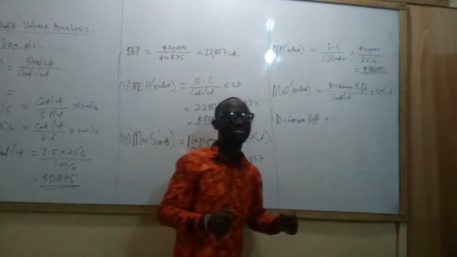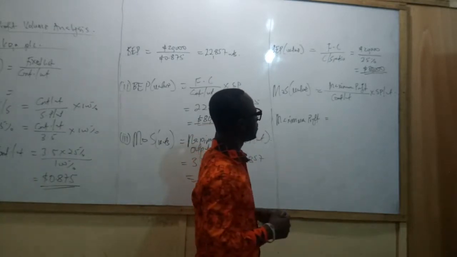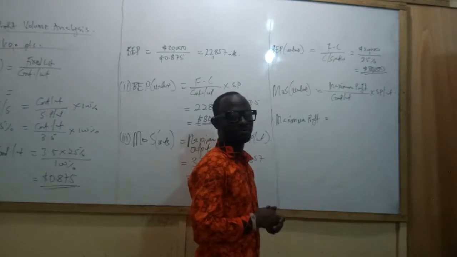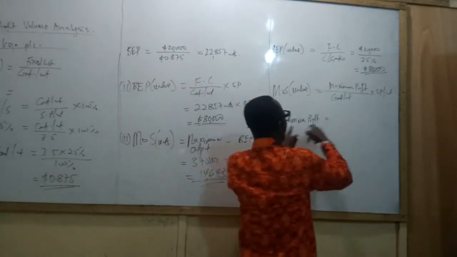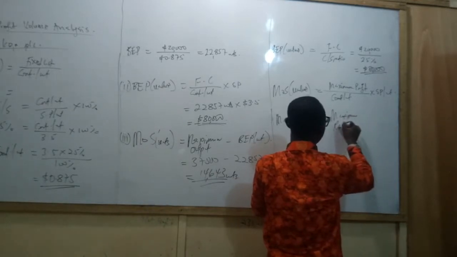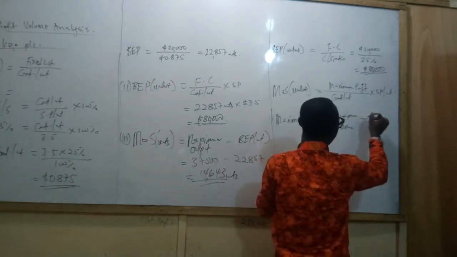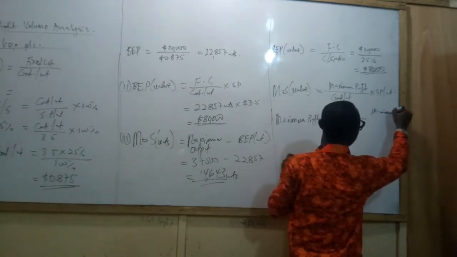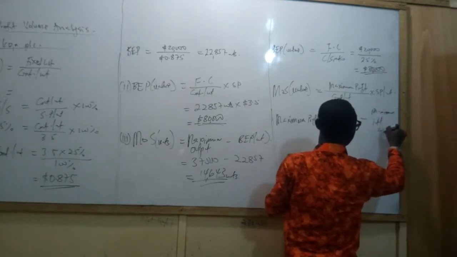Profit per unit times the volume. So how do we get a profit per unit? So maximum profit will be maximum revenue minus maximum total cost.